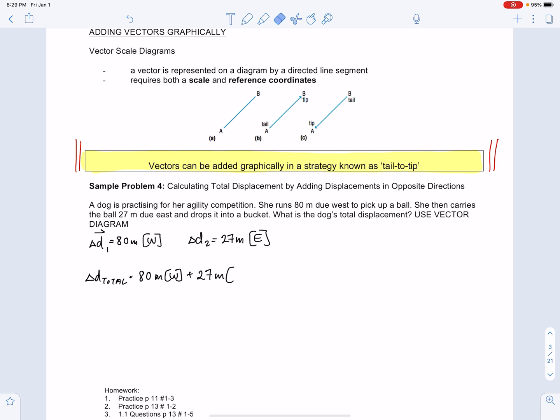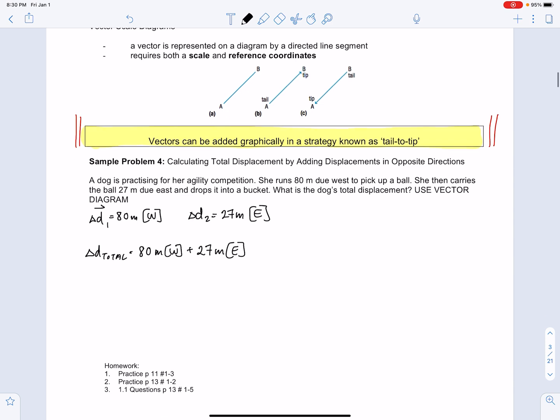So we want to find out where they end up with respect to where they started. So what we want to find out is the total displacement, which would be 80 meters west plus 27 meters east. Now, you could do this algebraically. Switch the directions and then add them in your calculator and then find the answer. But we're going to do it graphically. When you do it graphically, you need a couple of things. First of all, you need to show me the reference coordinates, north, east, south, and west. Never eat shredded wheat. Remember that. You also need a scale. We're going to be drawing these to scale on our page. So we can't draw 80 meters on a sheet of paper.